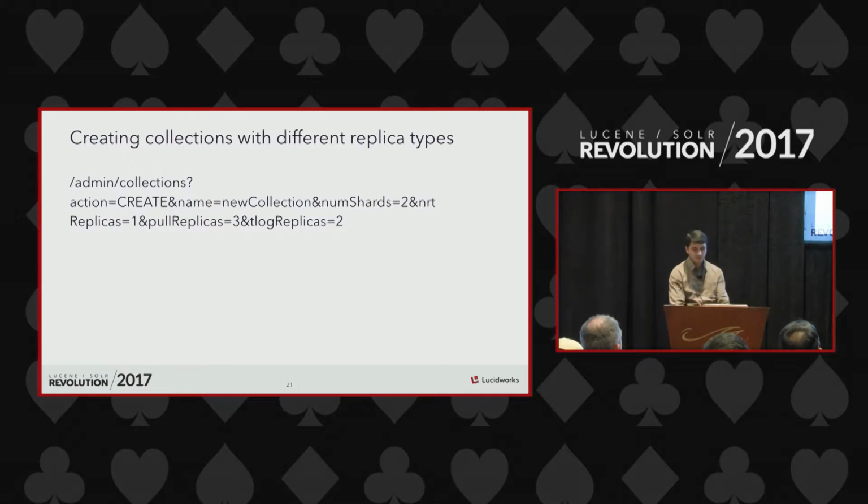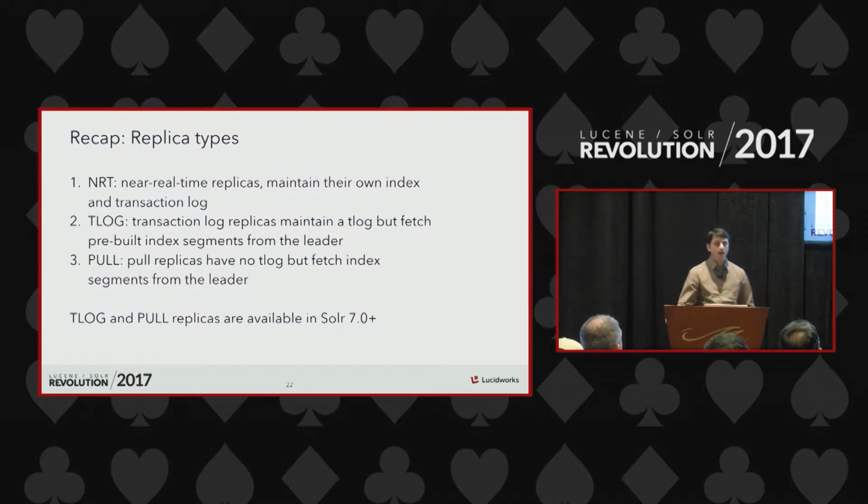So let's do a very quick recap. NRT replicas are the replicas which you are already familiar with. They have been in Solr Cloud since 4.x. They have an index, and they have a T-log. The T-log replicas, new in 7.0, only have a T-log. They do not write to their local index. They just fetch fully built index segments from the current leader. And the pull replicas don't even have a T-log at all.